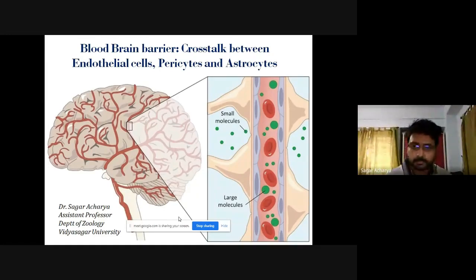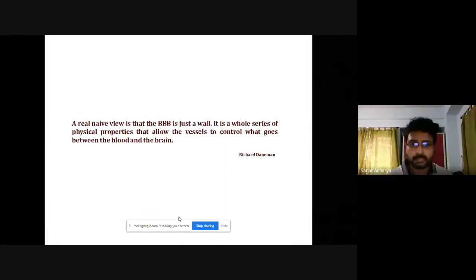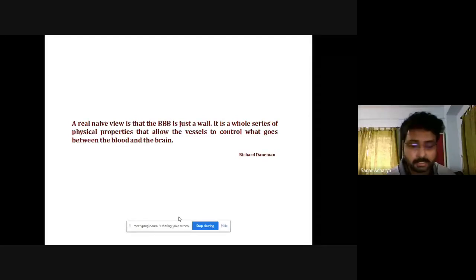Now, to start with, I just want to mention that a very well-known neurobiologist from the University of California, Richard Damon, had quoted that it is a real naive view that the BBB is just a wall. From a naive point of view, we always think of the BBB, blood-brain barrier, as a barrier meaning a wall. But it is not the case.